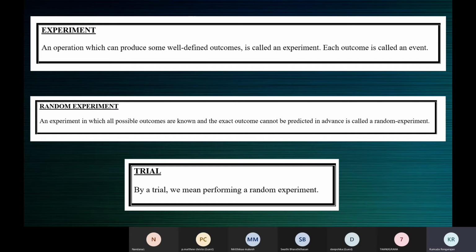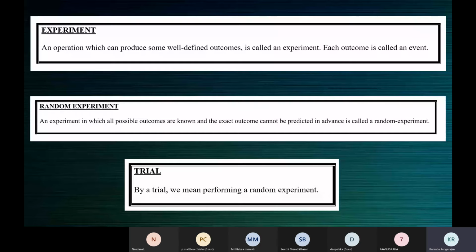Well-defined outcomes means that when you roll a die, you are sure the die will show up 1, 2, 3, 4, 5, or 6. It cannot be anything other than these numbers. So, well-defined outcomes. Each outcome here is called an event. I told you the event of getting 1 on rolling a die, the event of getting 5 on rolling a die.